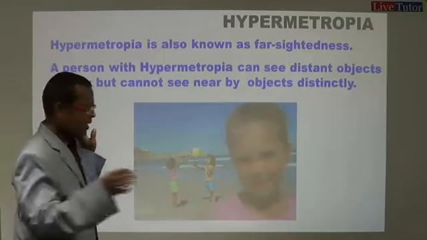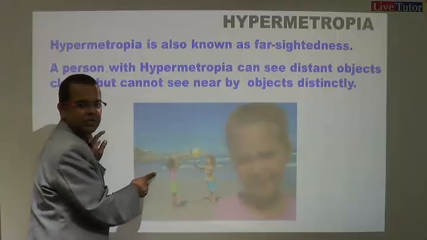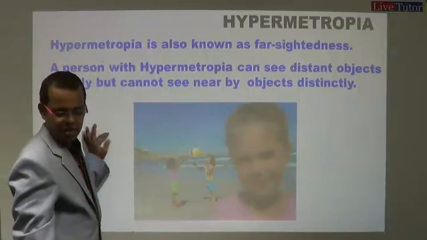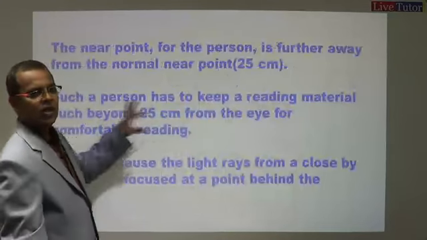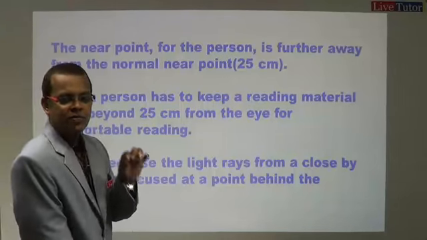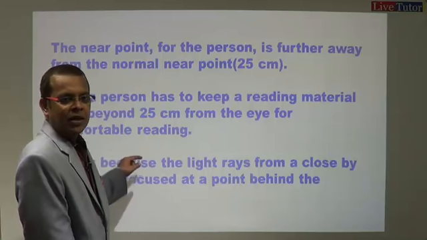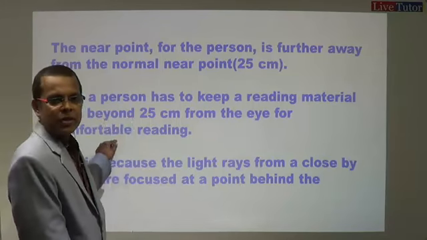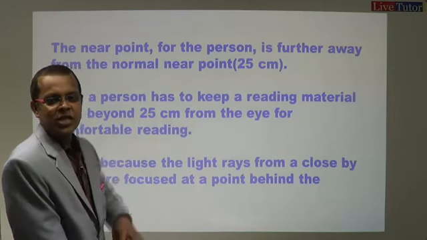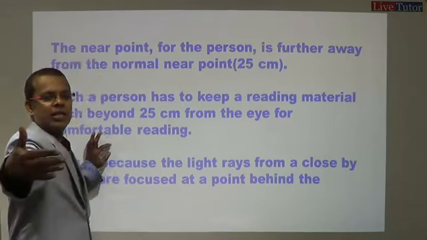In this hypermetropia, the near object is blurred, you can see that. The distant objects are very clear. This is how they will find it difficult to see the objects which are very near distinctly. Actually, we know that the near point, the least distance of distinct vision, LDDV, is 25 centimeter, isn't it? But for people who have got this hypermetropia, what will happen? They have to keep reading the materials beyond 25 centimeter from the eye for comfortable reading. That means they have to make it somewhat farther and see that.